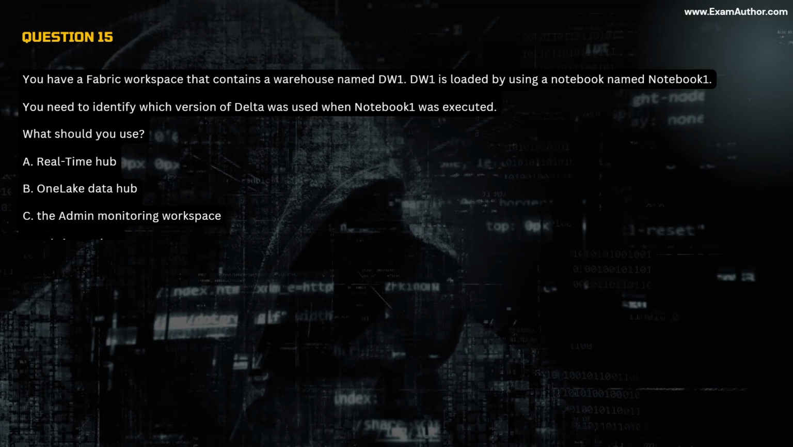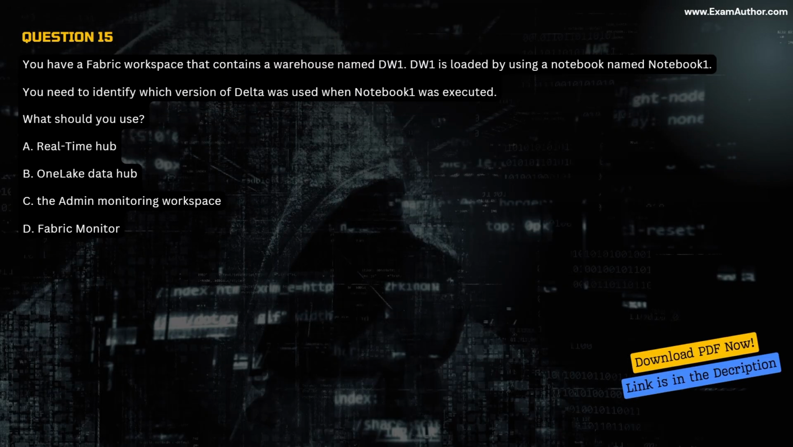Question 15. You have a Fabric workspace that contains a warehouse named DW1. DW1 is loaded by using a notebook named Notebook 1. You need to identify which version of Delta was used when Notebook 1 was executed. What should you use? A. Real-time Hub.